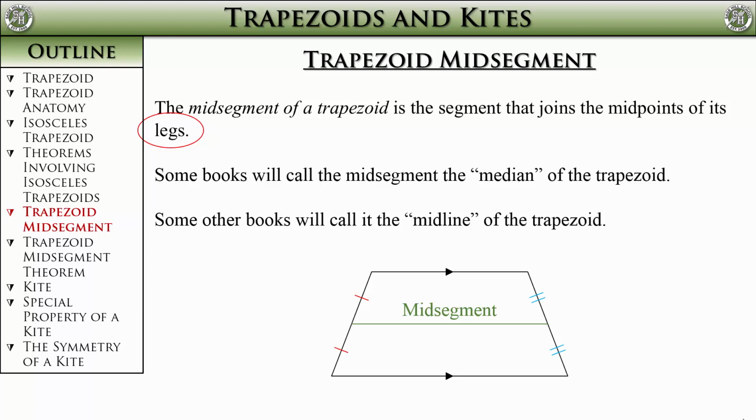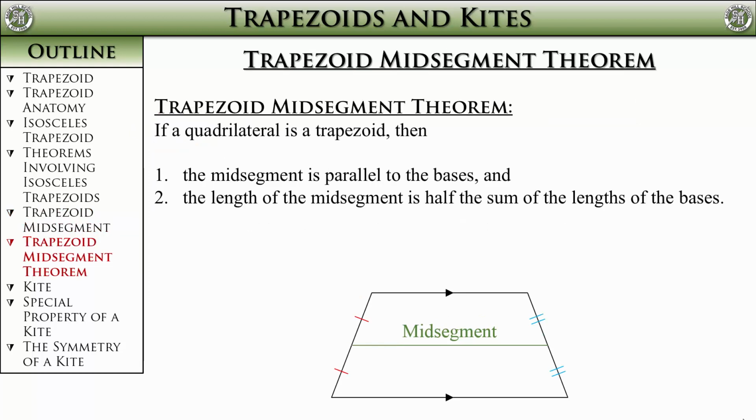Since that doesn't work as nicely, I will always be referring to it as a midsegment, but I wanted you to know that there are other possible names for it. This is the triangle midsegment theorem. It's one of the few theorems where there are multiple conclusions. The first conclusion is that the midsegment is parallel to the bases. This is just like the midsegment of a triangle, which was also parallel to the third side.